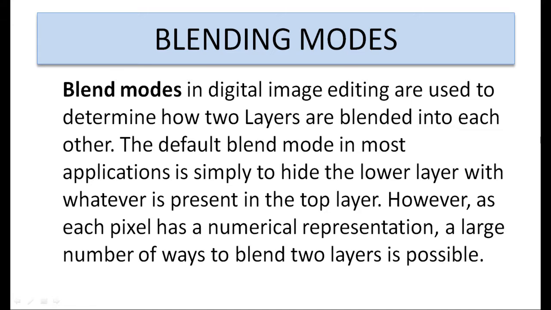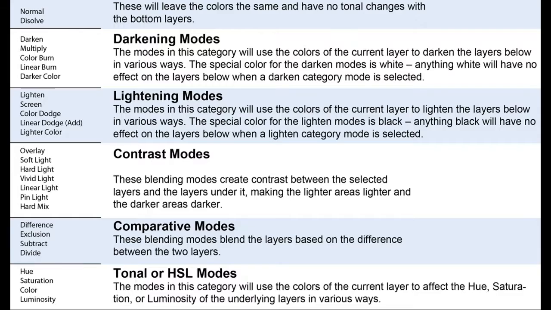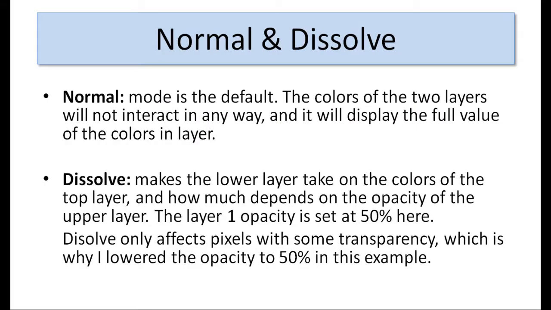They're actually quite useful. What I'm going to include in this tutorial is basically an image showing how each different blending mode behaves and some information about it. So let's just have a look. In this first slide, you can see the official definition of blending modes by Wikipedia. In the next slide, you have your different blending mode categories: normal and dissolve, darkening modes, lightening modes, contrast modes, comparative modes, and tonal or HSL modes. And remember, you can pause at any time and have a look at them.